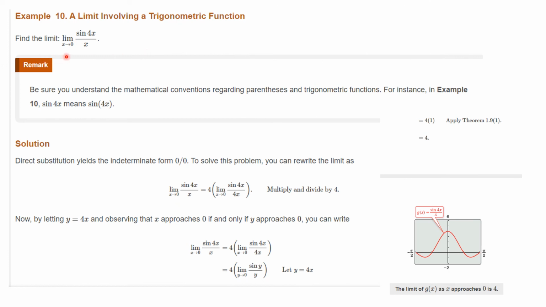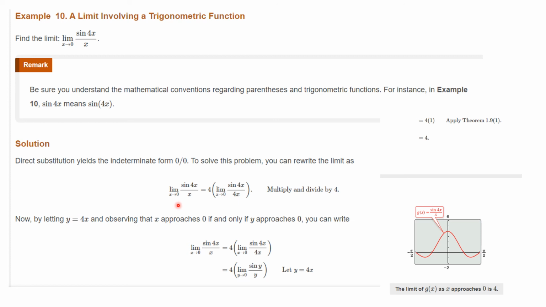And so we're now trying to find the limit as x goes to 0 of sine of 4x over x. When I say sine of 4x, that means the sine, parentheses, 4x. So it's the sine of 4x, where 4x is the argument of the function. So anyway, what happens here is we are going to multiply by 1 in a clever way. Actually, we're doing two steps here.